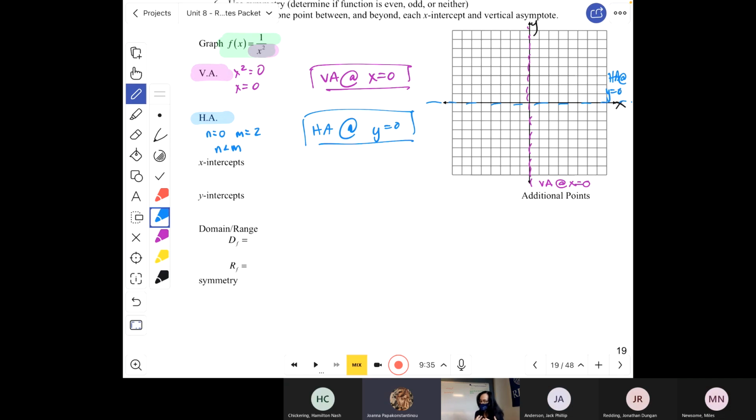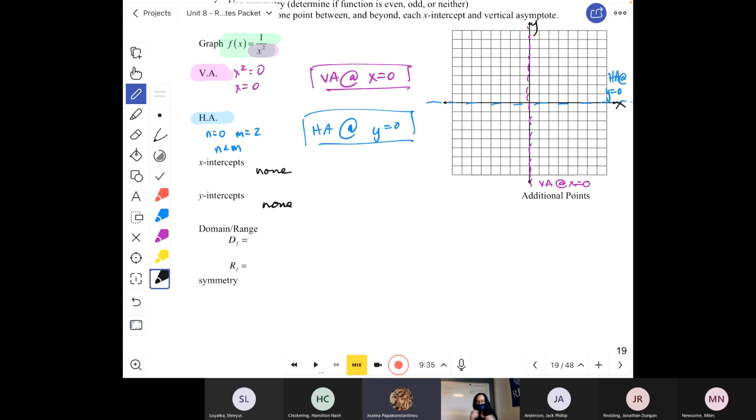Okay, so now I have my vertical asymptote. I have my horizontal asymptote. Let's see if we can identify anything else that might be of importance to the graph. Do I have any x-intercepts? How can I? The x-axis is an asymptote, so we would say none. What about y-intercepts? There are none. I know that because those axes are asymptotes, so I'm not touching them.